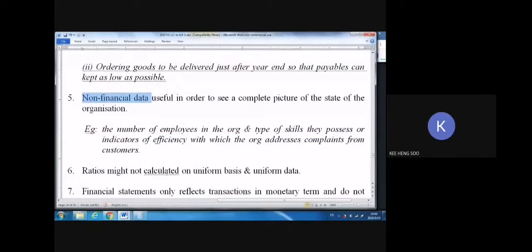Ratios might not be calculated on a uniform basis. That means not consistent. Remember that I said when you calculate the inventory turnover, you can follow the cost of sales. You can follow closing inventory. You can follow average inventory. So it's not uniform. There's no standard basis.